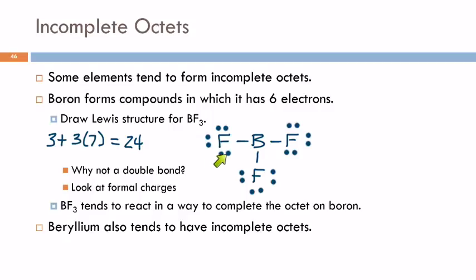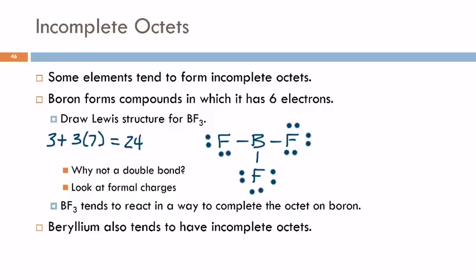What are the formal charges on each of these atoms right now? They're all 0. Fluorine has 7 valence electrons. In this molecule, if we break all the bonds and divide them up equally, each of the fluorines has 7. 0 formal charge. How many valence electrons does boron have? 3. And in the breakup, it would get 3. It has 0 formal charge.